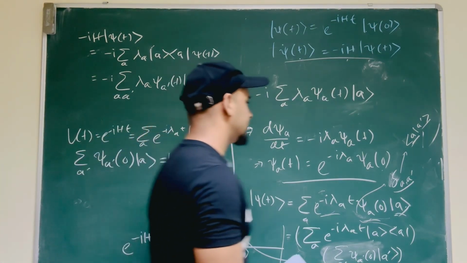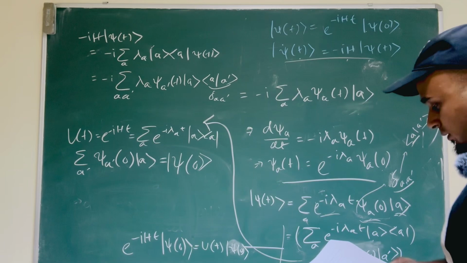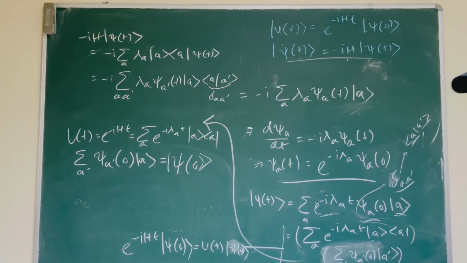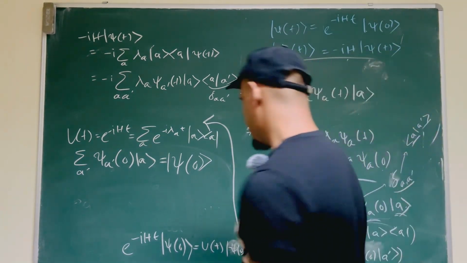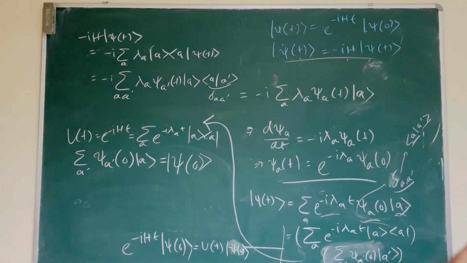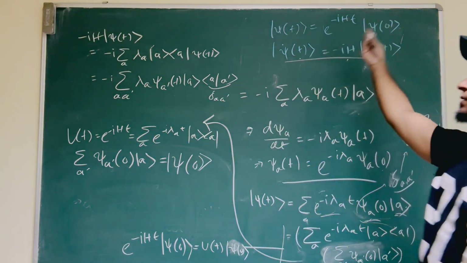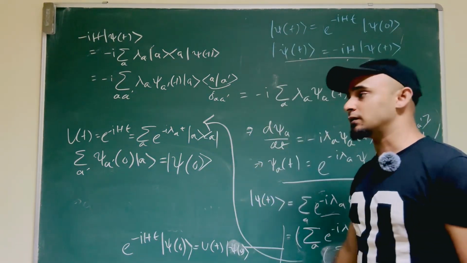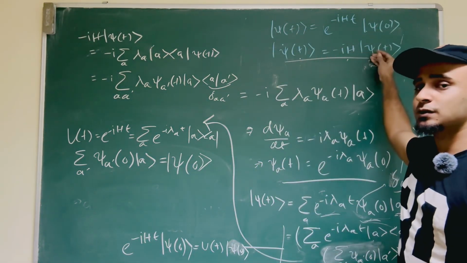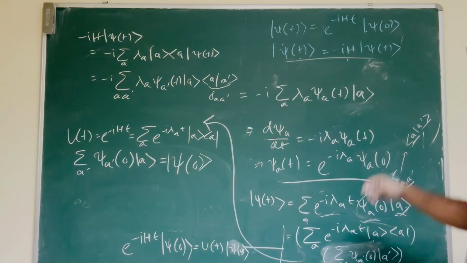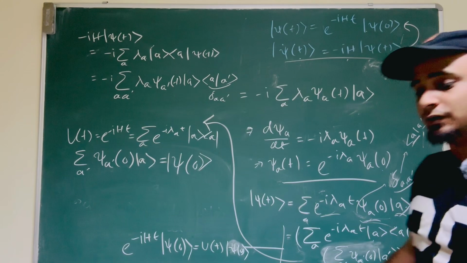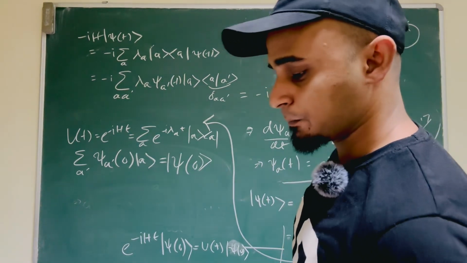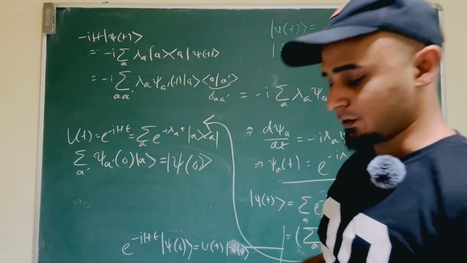So what did we do? We used the spectral decomposition theorem to connect these two formulas. We took the left hand side of this equation and did the spectral decomposition on it. We took the right hand side of this equation and did the spectral decomposition on it, and then we got from here to here. So that's what we did using the spectral theorem.